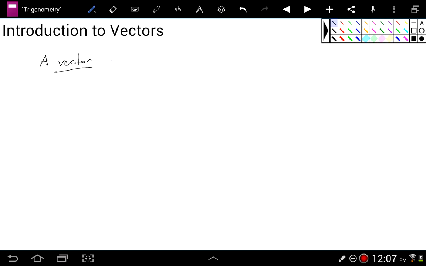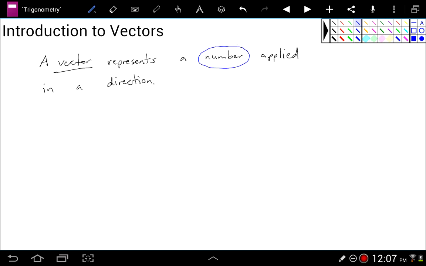A vector represents a number applied in a direction. Okay, so this is very, very vague, and it's meant to be that way. Vectors can represent lots of things. So a vector represents a number applied in a direction. So the number here is usually called the magnitude.